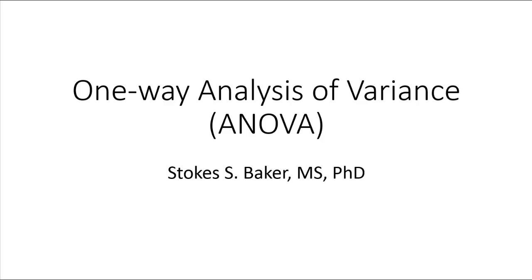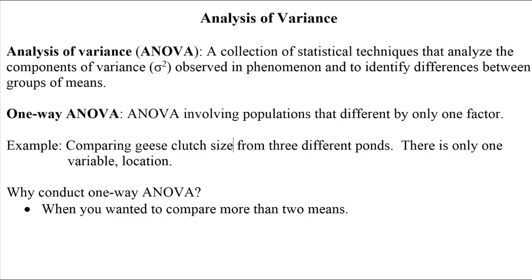In this video, I'd like to talk about how to perform a one-way analysis of variance using Microsoft Excel. Analysis of variance is a collection of statistical techniques that analyzes the components of variance observed in phenomena and identifies differences between groups of means. And one-way analysis of variance, also known as a one-way ANOVA, involves populations that differ by only one factor.